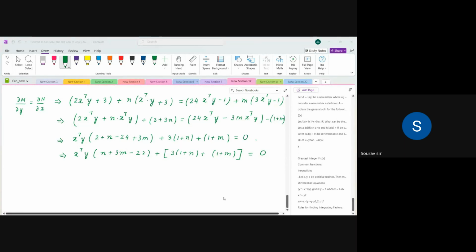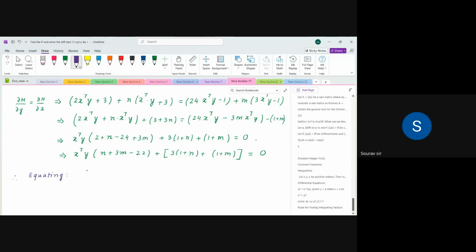So can anyone tell me how we can proceed after this? Anyone? Putting the options. That can be done definitely. So you can just put the options and check for which combination of m and n it comes out to be 0. Or if you want to solve it directly, we can take this equal to 0 and the second term as 0. So we'll have two linear equations in m and n.